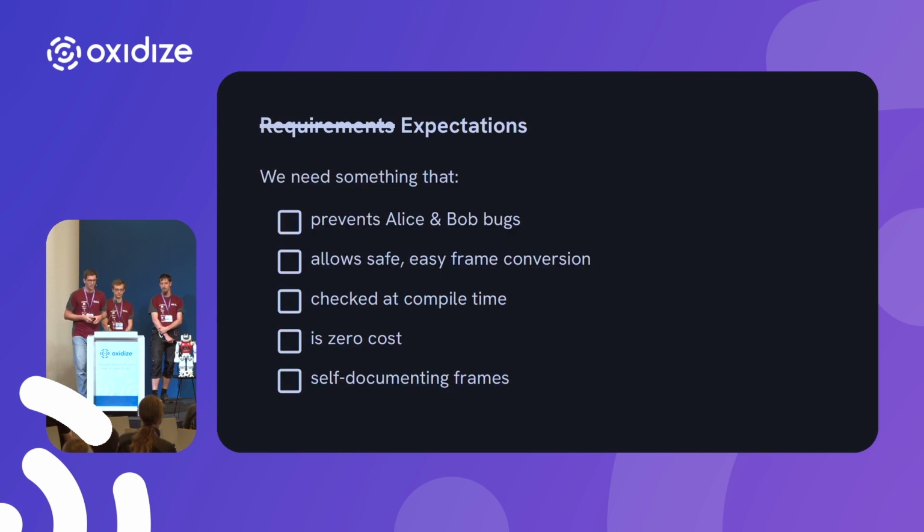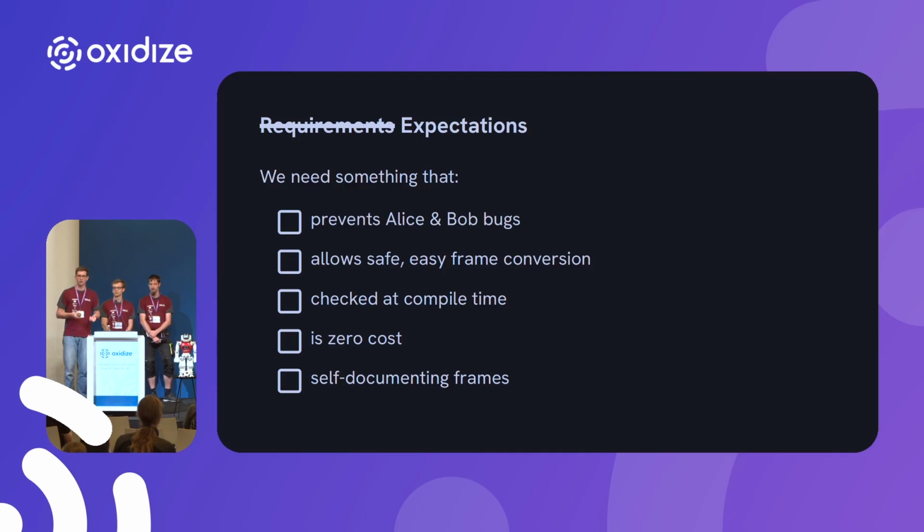Okay, let's dream about a solution to our problem. We need something that prevents Alice and Bob bugs. That means ensuring that we are talking about the same frame of reference. We want something that allows safe and easy frame conversion. So if we want to talk about different frames, we have to convert between them. We want to have that checked at compile time, because all the necessary information is available at compile time, before uploading to the robot at runtime.